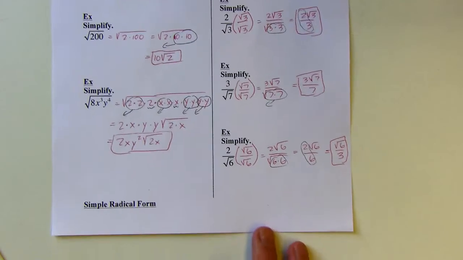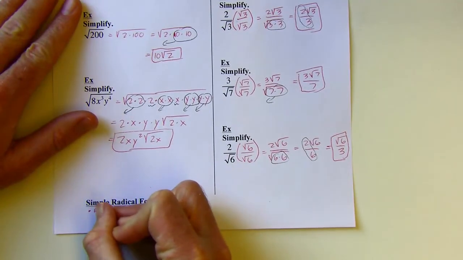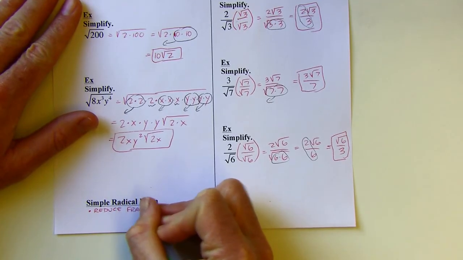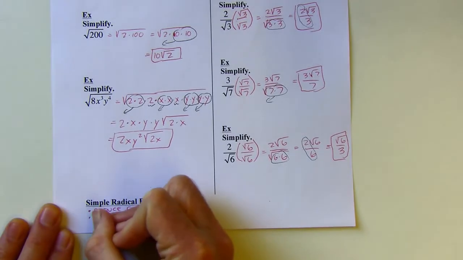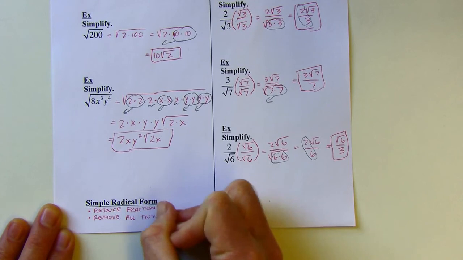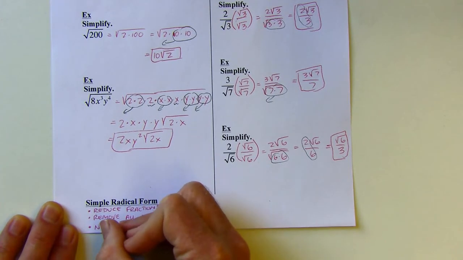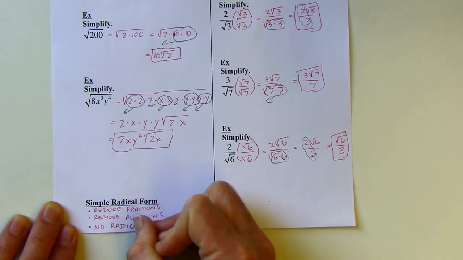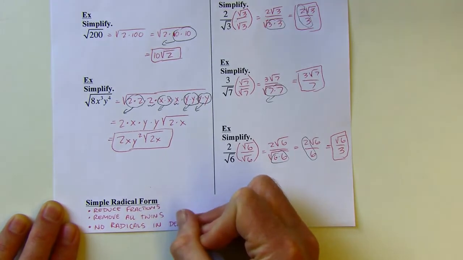All right, so simple radical form. What do you need to do? There's 3 things. Reduce all fractions. Remove all twins. And then there's that rule, no radicals in the denominator. It's okay to have one in the numerator, but not in the denominator just because. Wasn't my idea. But that's the rules.